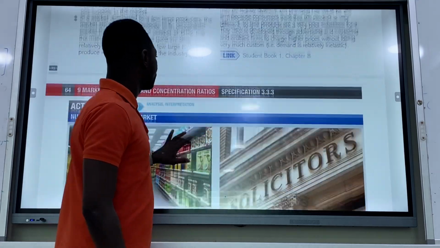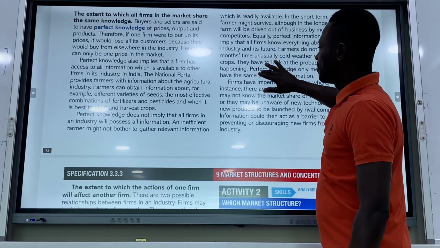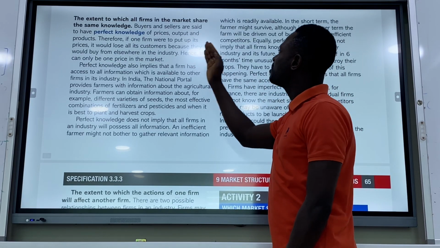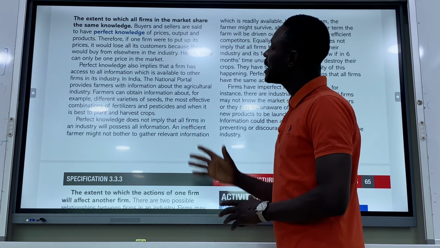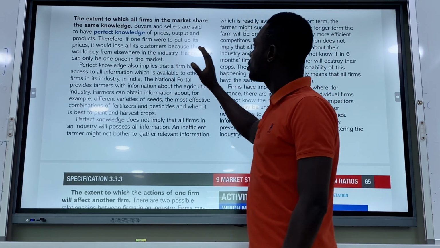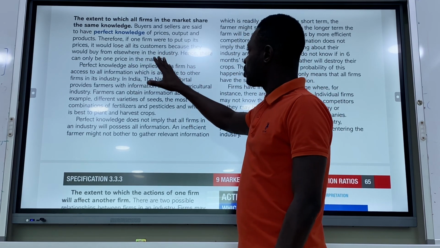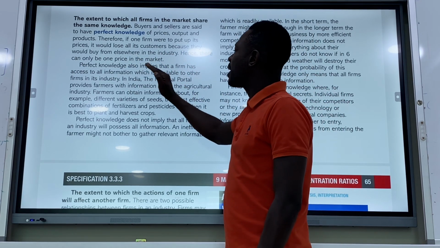The fourth one, the extent to which all firms in the market share the same knowledge. Buyers and sellers are said to have perfect knowledge of prices, outputs, and products. Therefore, if one firm were to put up its prices, it would lose all its customers because they would buy from elsewhere in the industry. Hence, there can only be one price in the market.